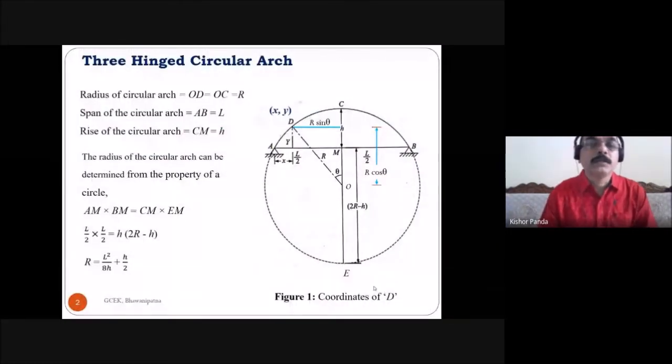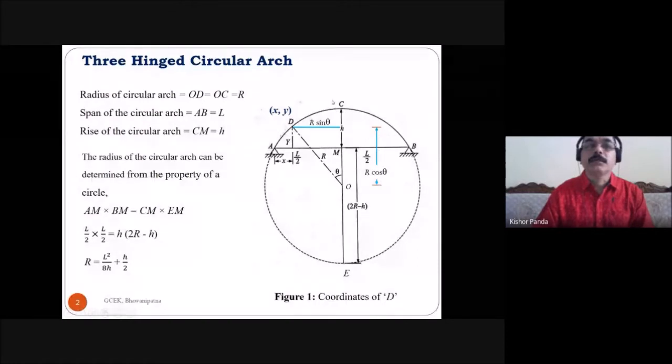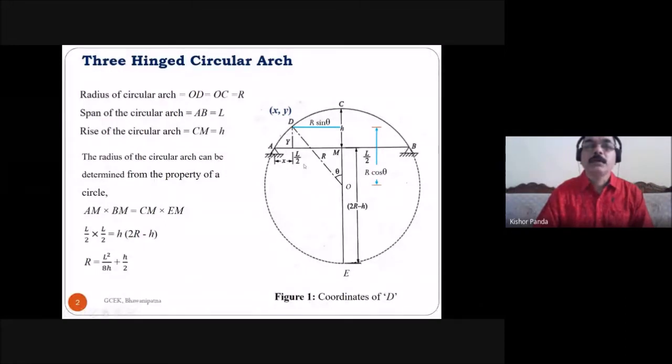Coming to the three-hinged circular arch, we have already discussed what a three-hinged circular arch is. The shape of the three-hinged circular arch is circular. This is the radius of the circular arch, R. The radius of the circular arch, OD, OC, is equal to R.